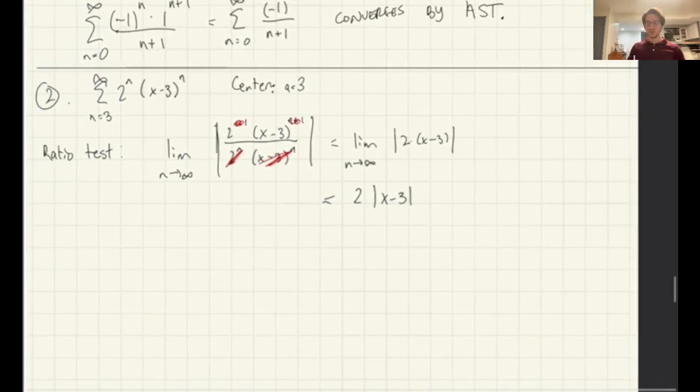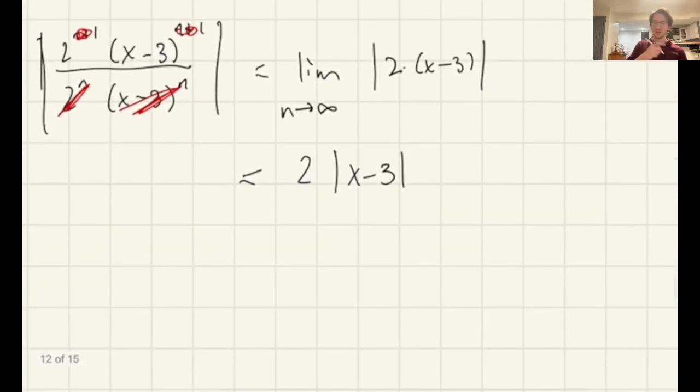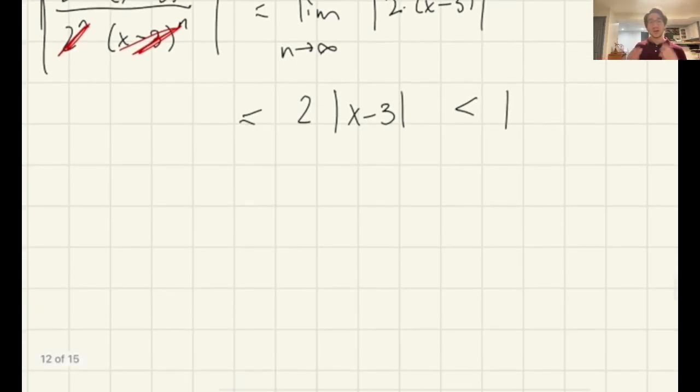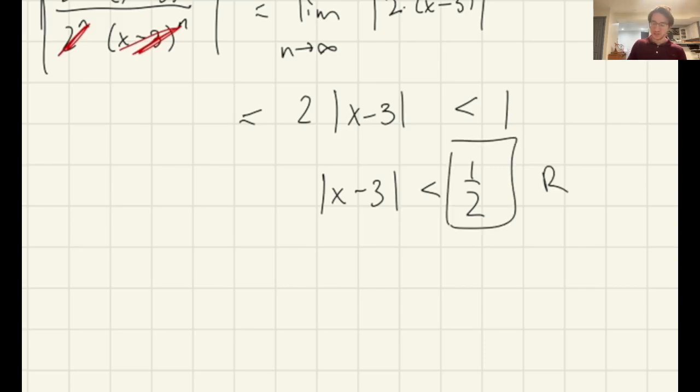And again, the ratio test tells me that this series will converge when the limit that we just took is strictly less than 1. And now, the other nice thing about the ratio test and the root test is don't solve for x, solve for x minus the center. Okay, this tells me the absolute value of x minus 3 is less than 1/2. Divide both sides by 2. Okay, this is the radius of convergence, r.